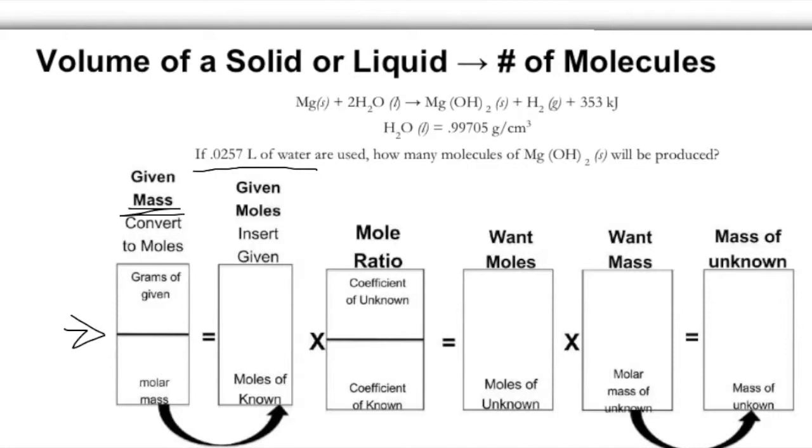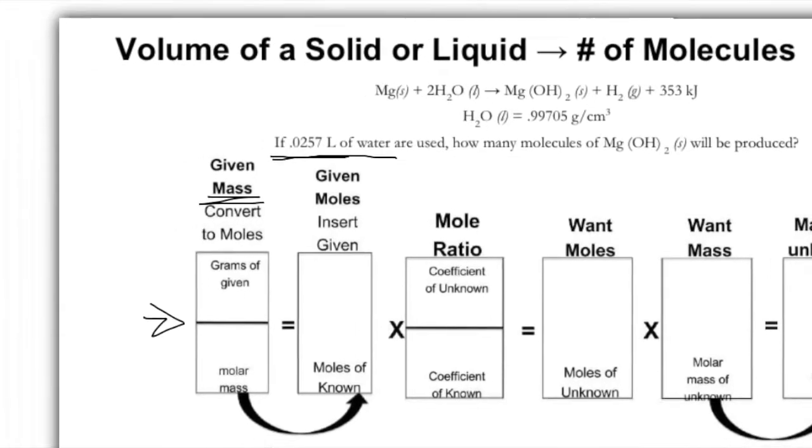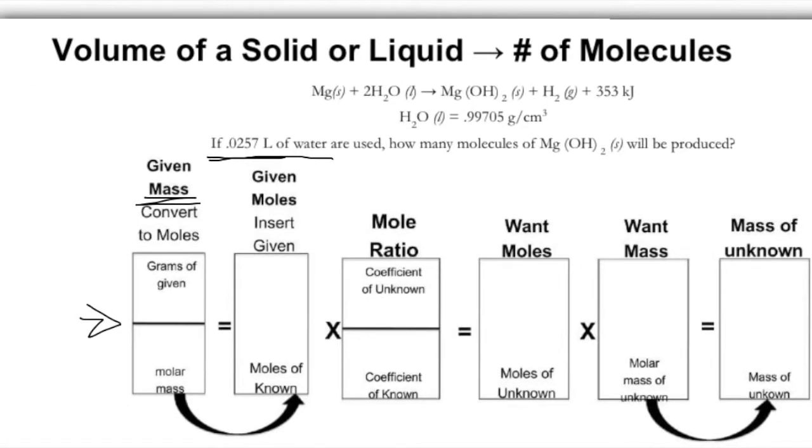Well, I can do that because I've got a volume and I've got density up here. Density is up here, and actually this unit down here should be milliliters, which is the same as cubic centimeters, so just a typo on the units. But I need to do a calculation first to convert to mass.